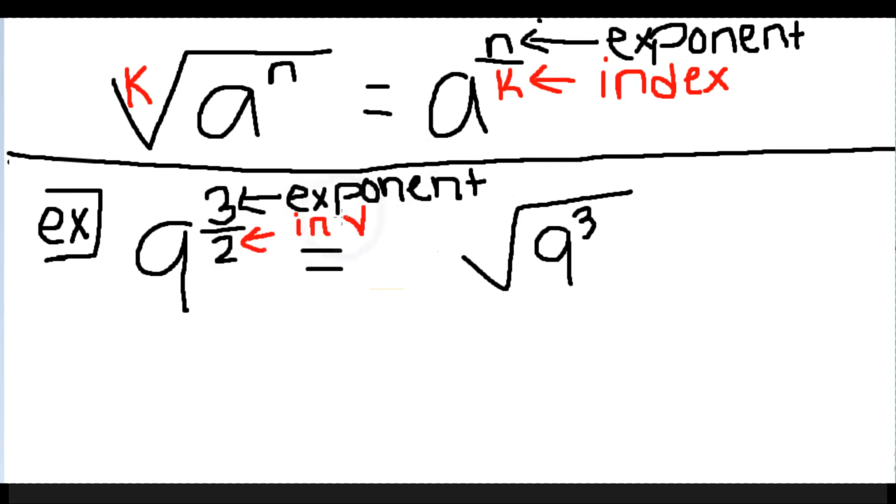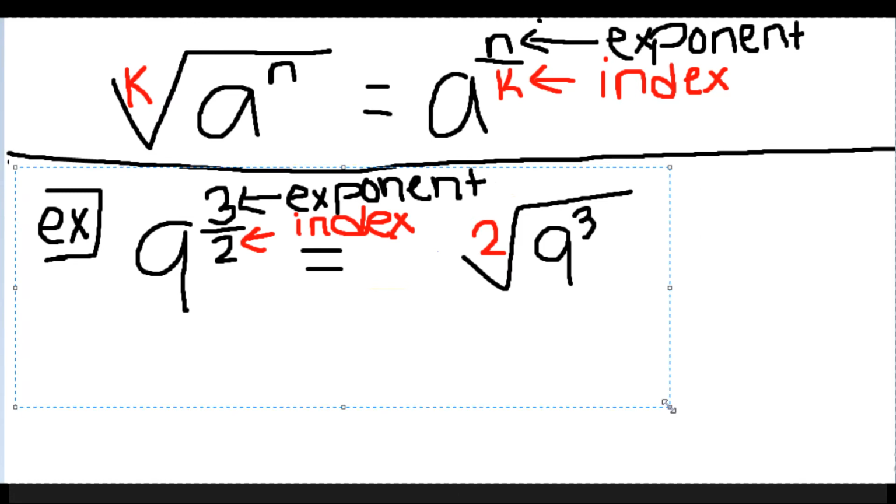So 2 must be my index. All right, I'm looking for groups of 2 copies. So this expression and this expression are exactly the same, okay? All right, so I'm going to get rid of this. I just wanted to show you that it does indeed work both ways.